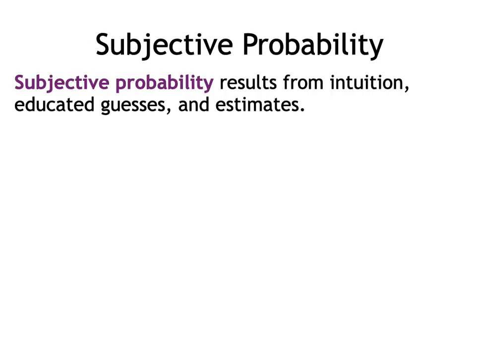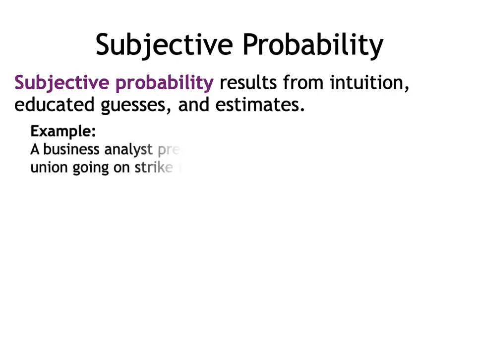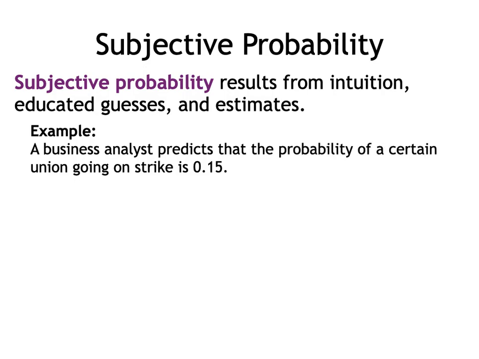We have what we call the subjective probability, and this results from intuition or an educated guess and estimates. And let's take the following example. So say a business analyst predicts that the probability of a certain union going on strike is 0.15. So this is an example of a subjective probability. It's because this claim, or this statement, is a result of an educated guess or simply an estimate of the business analyst. So basically, in this case, no computations were done.